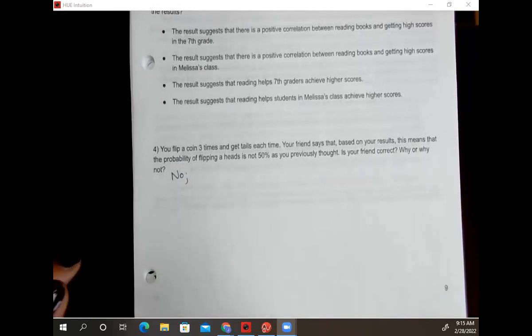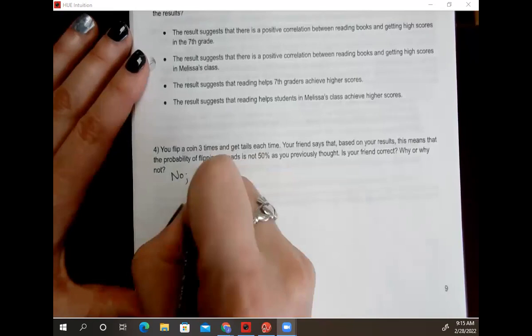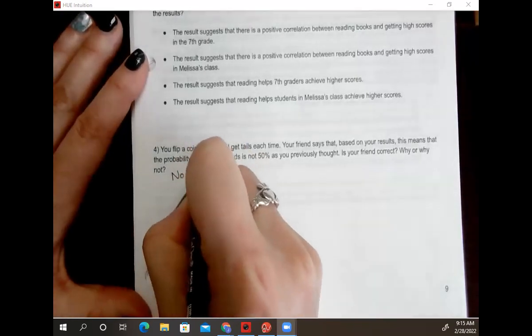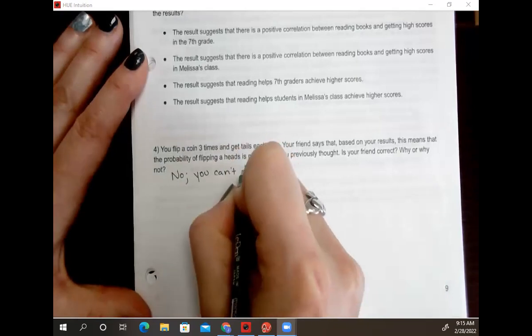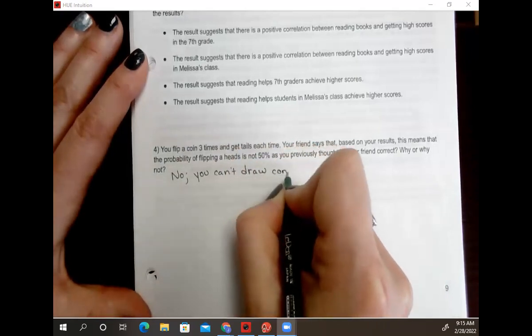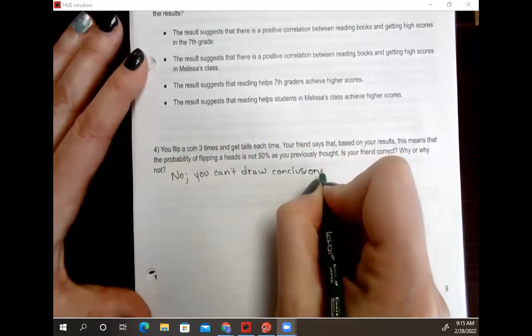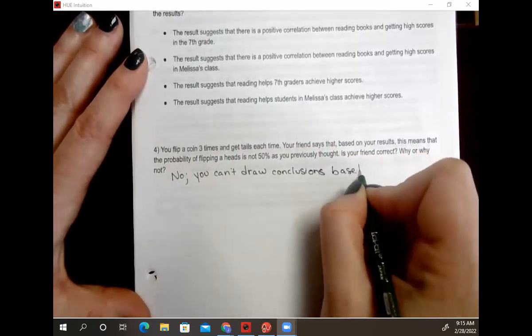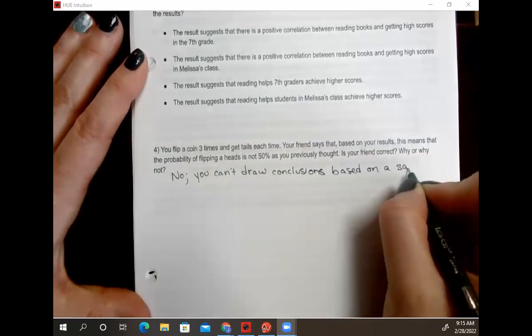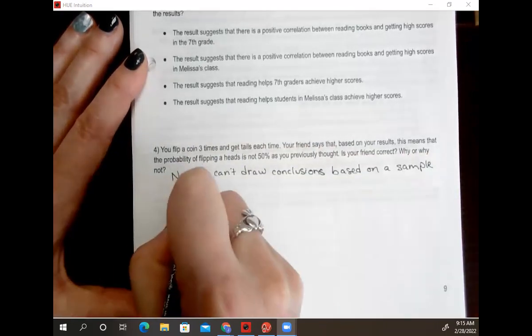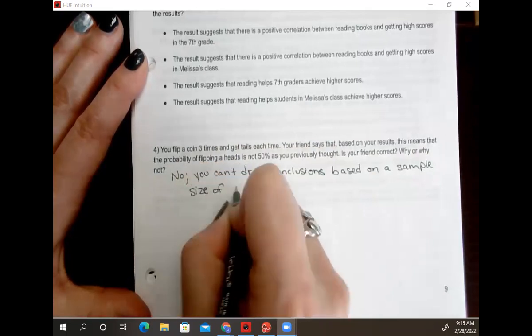So could we calculate the probability that we flip and get tails 3 times? Sure. Is it going to be very likely? Probably not. Is it possible? Absolutely. But I can't say that the probability of getting heads versus tails has changed based on a sample size of 3. No, you can't draw conclusions based on a sample size of 3.